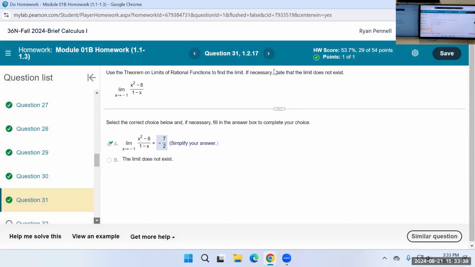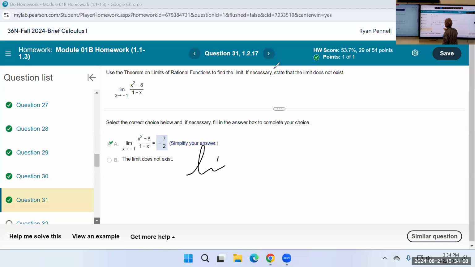This one made me confused the first time I looked at it. Let's see if it confuses you. Use the theorem of limits of rational functions to find the limit. If necessary, state that the limit doesn't exist. The limit as x approaches -1. And my thought was, oh, it doesn't exist because I'll divide by 0. I misread it the first time I looked at this problem.